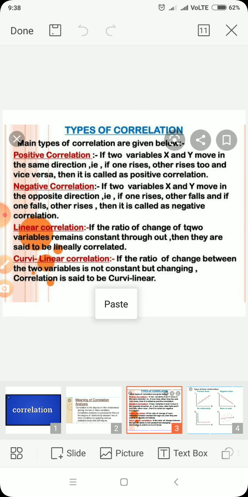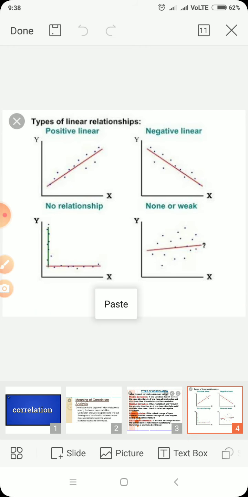Then have a look at the graph, how these types of correlation can be seen. Over here you can have a look at the positive correlation. The variables are moving in the same direction. They are showing an increase. Clear? Similarly, in the negative correlation, it is downward sloping. They are opposing each other, so their relationship is downward sloping.